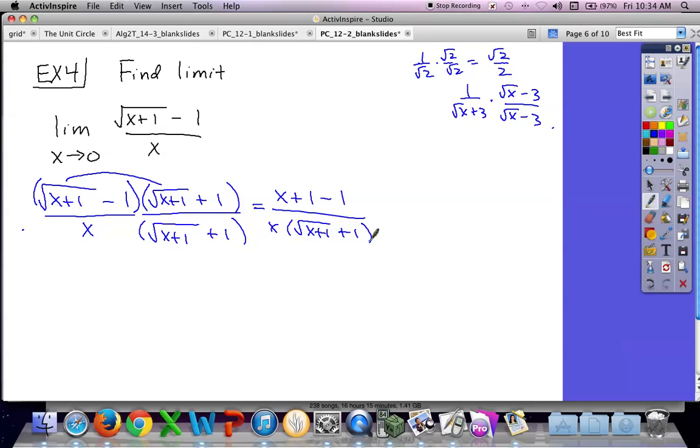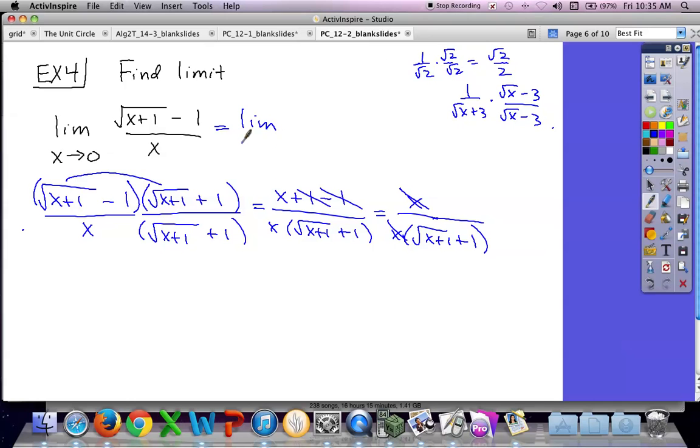Now, in the numerator, I can simplify, right? X plus 1 minus 1, cancel. And now what's left in the numerator? Just x. But now I have a factor of x in the denominator too. They cancel, right? That always happens. That's why you don't confuse things by distributing that term. It's just going to make it harder later on. So at this point, I've got x over x times the square root of x plus 1 plus 1. And then these cancel. And now I can take the limit of what's left.